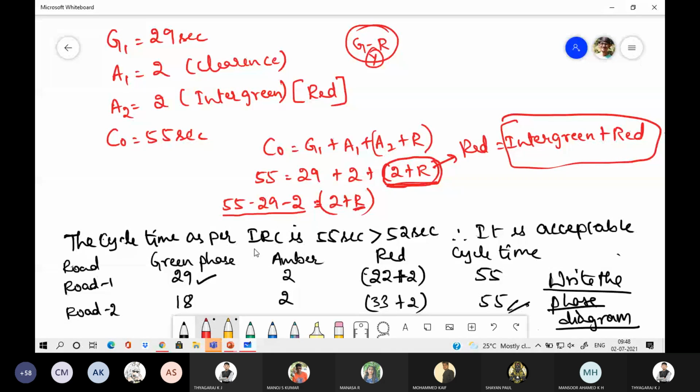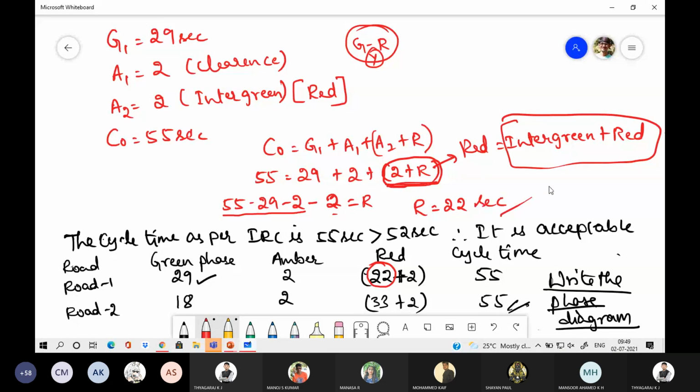55 minus 29 minus 2 minus 2. You can take these two also here, is equal to R. How much are you going to get? Minus 2. It is 22. R is equal to 22. The same thing I have written here. Is it clear? Yes, sir.